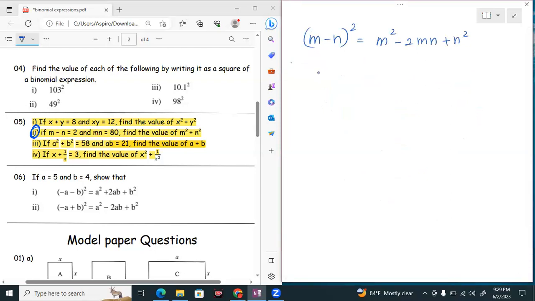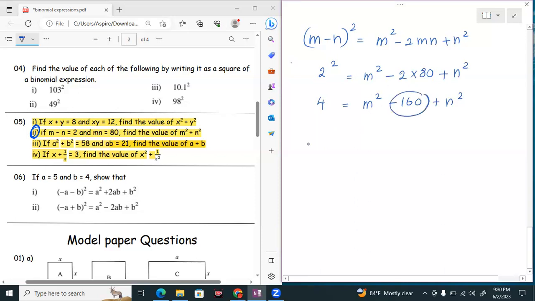Then substitute. m minus n is 2, so 2 squared equals m squared minus 2 times, instead of mn, you have to substitute 8, plus n squared. Then 2 squared is 4, which equals m squared minus 16 plus n squared. Then take this 16 to the left hand side. 4 plus 16 equals m squared plus n squared.